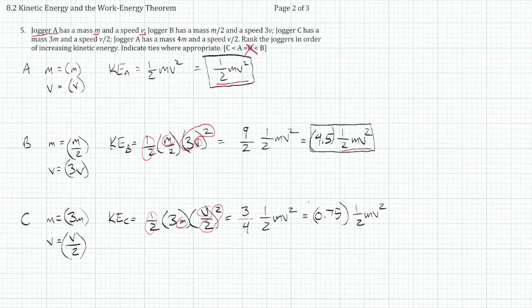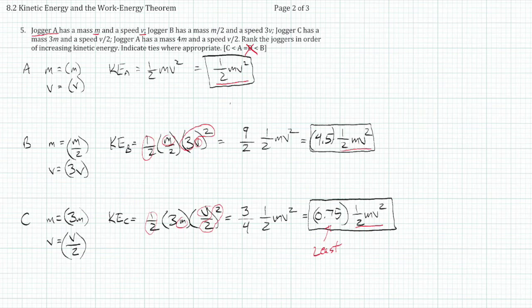Again, if you had actual values right here, you would definitely combine that with the 1/2 and then plug in whatever your m and whatever your v is. But the point here is that, like I said before, I'm comparing them apples to apples, so that they all have 1/2 mv squared. Obviously this is the least, right? Because 0.75 is less than 1.